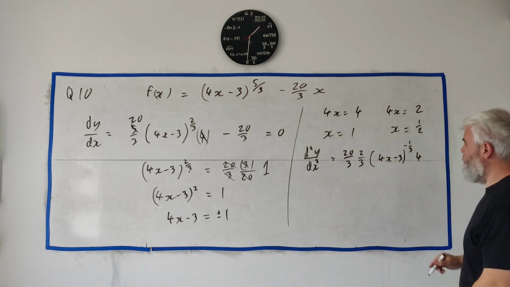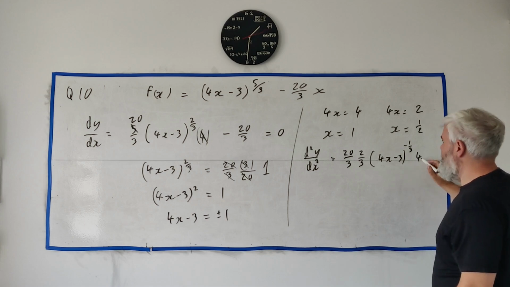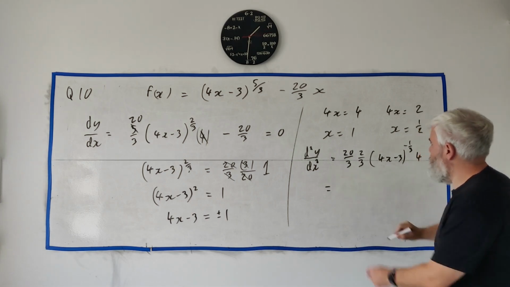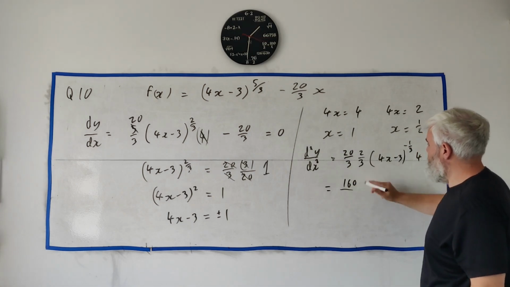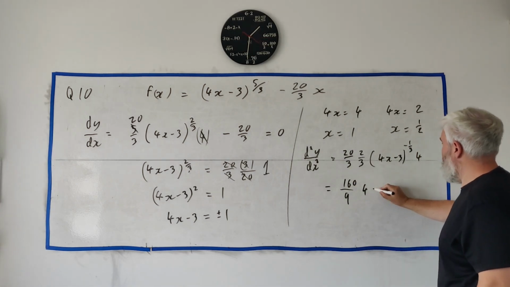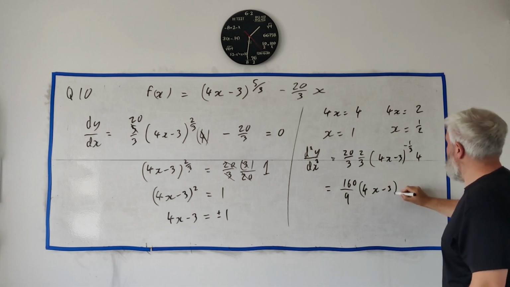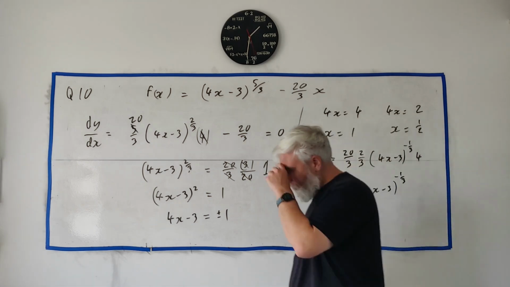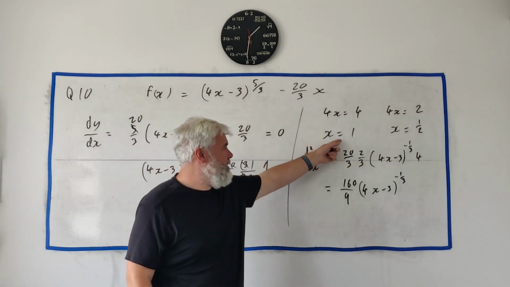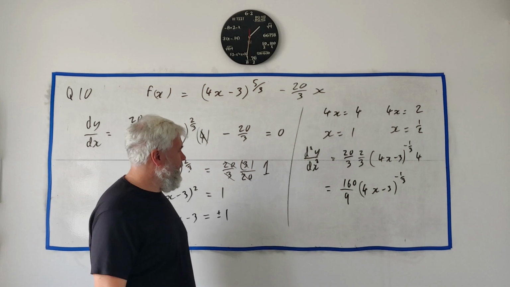Let's clean all this up. Let's see. 20 times 2 times 4 is 160. 3 times 3 is 9. 4x minus 3 to the power of minus 1 over 3. That's the second derivative. To determine the nature of these two, we need to put their numbers in.